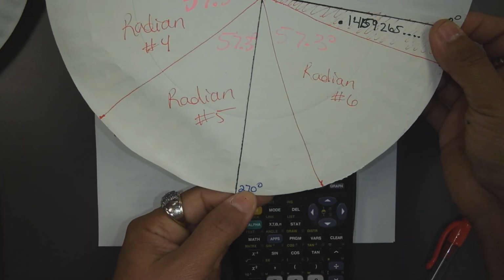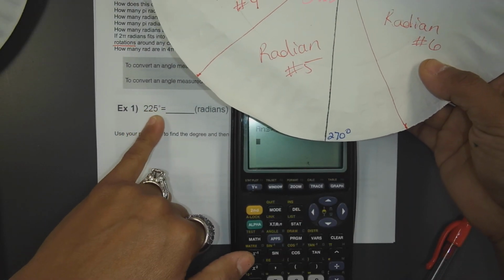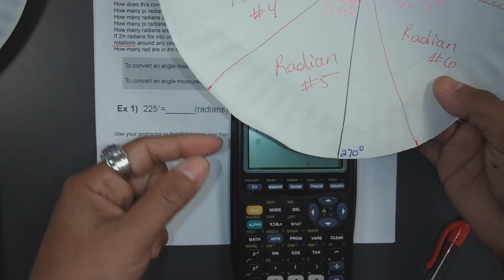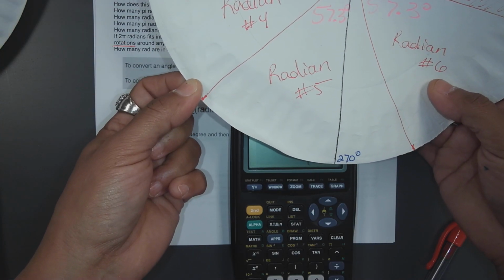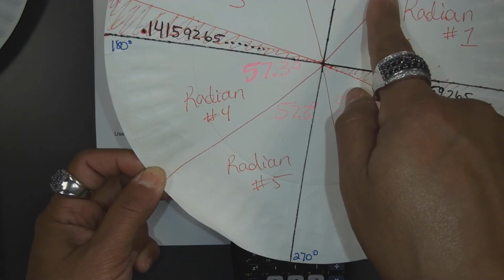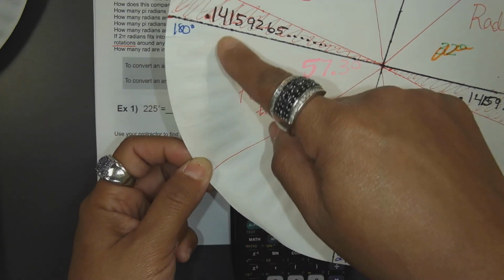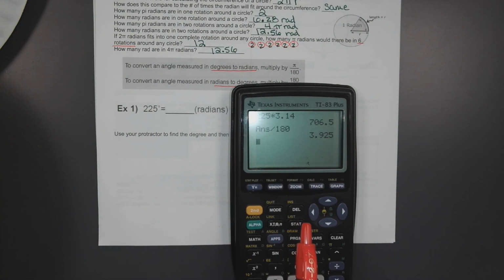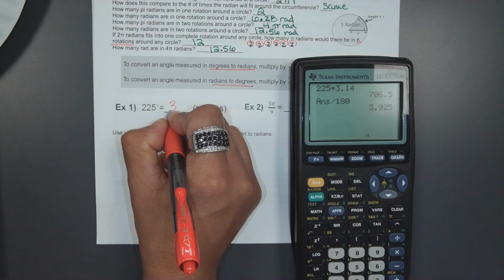Now, if this is 270 and they're asking me 225 degrees, it's about here. Not quite 4 radians. So 1 radian, 2 radians, 3 radians, a little bit here, and a little bit of this fourth one. So that's where we get 3.925 rad.